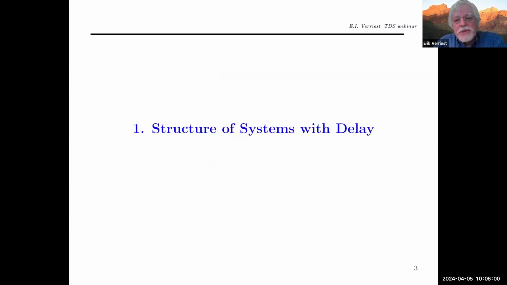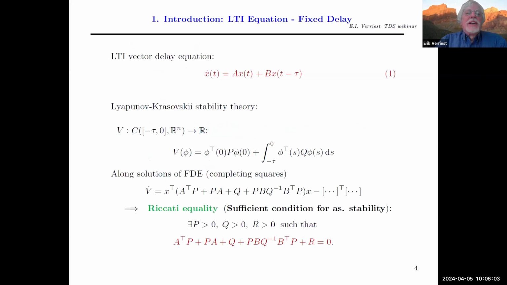So first, let's look at structures of systems with delay. This is very elementary, but start with equation 1, which shows a fixed delay. Then it's been known for decades that if we take this Lyapunov functional of this form with the integral, which is sort of inspired by Lurie's method, and investigate the derivative of V along the solutions of 1, we see that we get this expression.